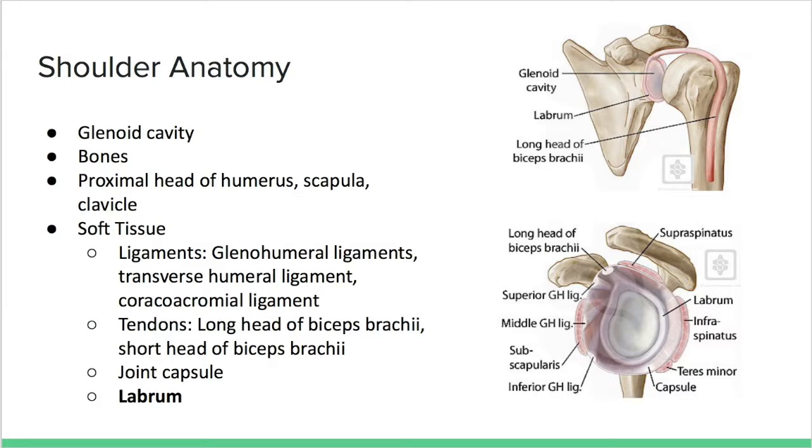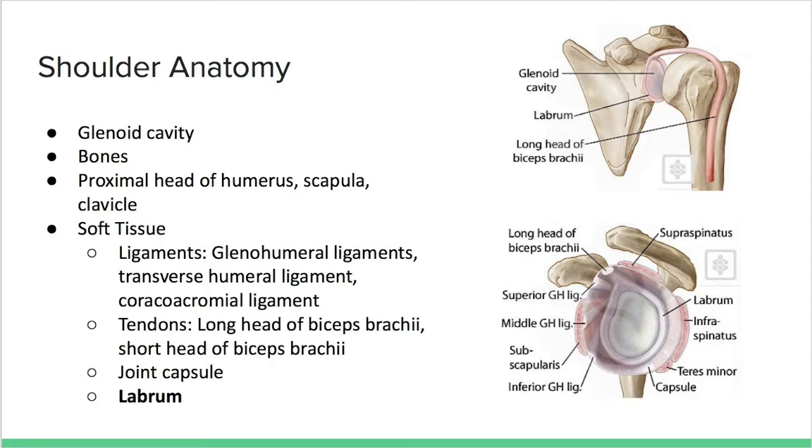The shoulder joint is the least stable joint of the human body. It consists of three bones: the proximal head of the humerus, the scapula, and the clavicle. The head of the humerus fits into the glenoid cavity of the scapula, creating a ball and socket joint. The glenohumeral and transverse humeral ligaments help to stabilize the shoulder in the cavity.